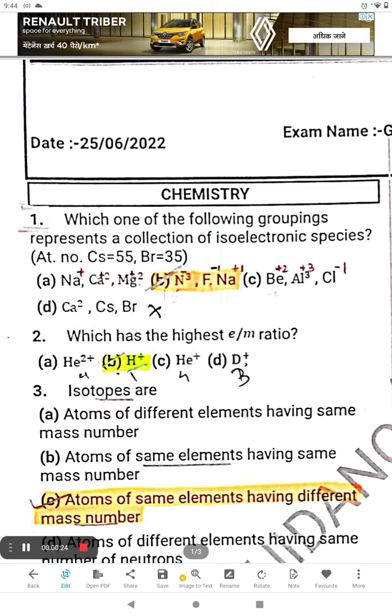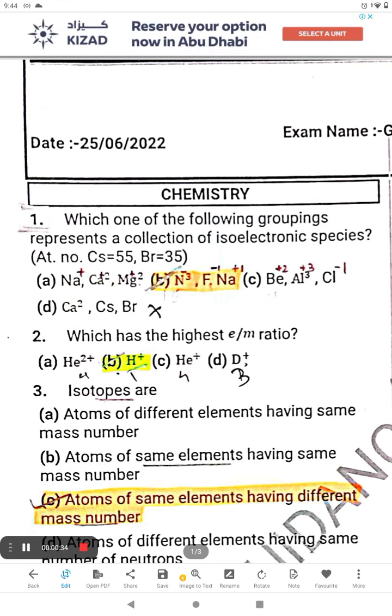Now see, isoelectronic species are the species with the same electronic configuration. So A option, Na+, Ca2+ and Mg2+. No. Now see, Na+ means 10 electrons, Ca2+ means 18 electrons, Mg2+ means 10 electrons. So these are not isoelectronic. A option is wrong. B option, N3-, F-1 and Na+1.